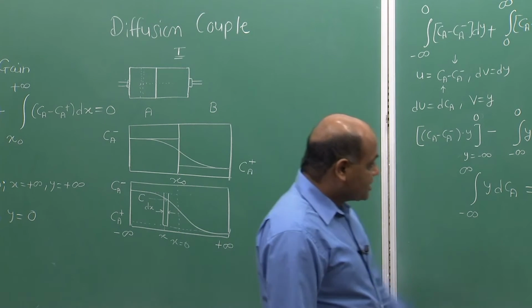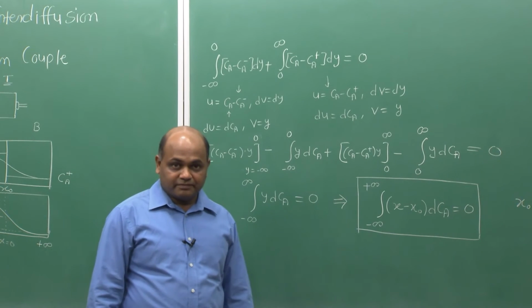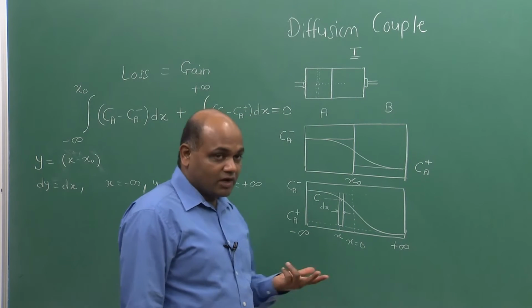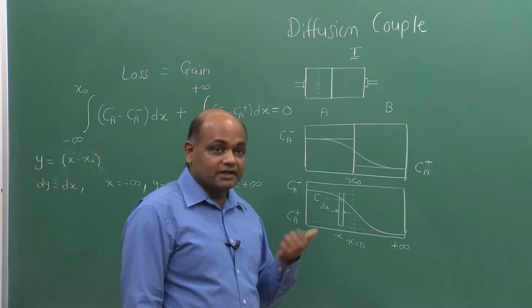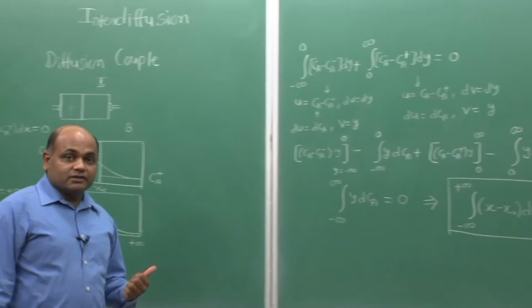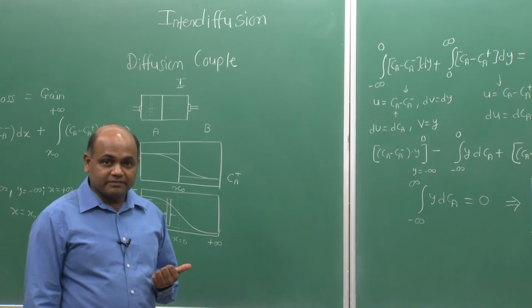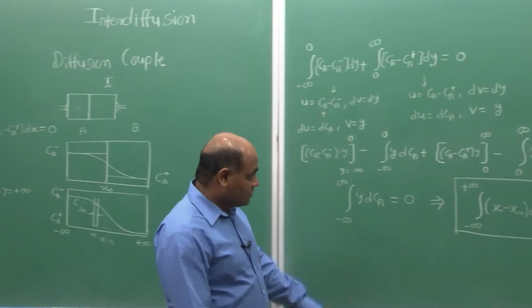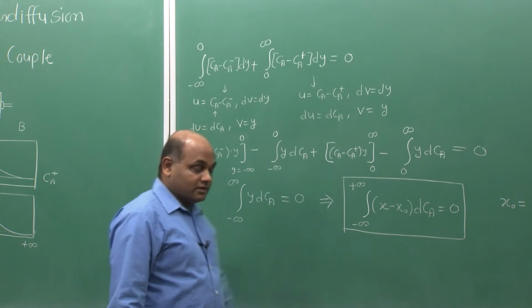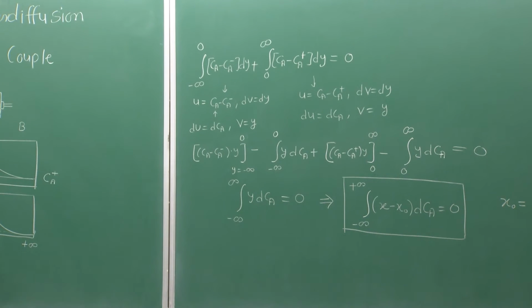Okay, so we got the reference plane. Now, what next? We need to find the interdiffusion coefficient from here. So, we found the reference plane, which we can do based on this equation. So, how do we go about this?